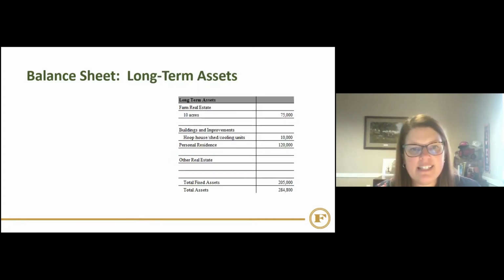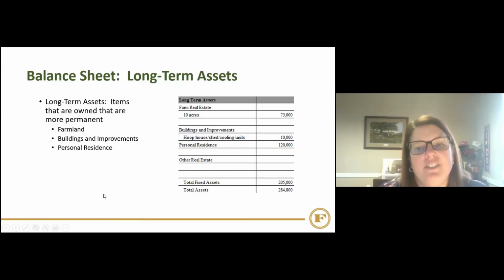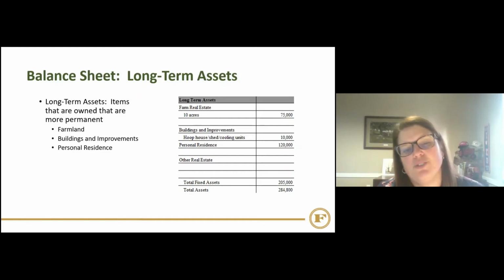The last asset section is on the bottom left, and those are your long-term assets. These would be items that are more permanent, such as farmland, buildings and improvements, and your residence. There are not usually a lot of items in this section, but these items generally have the highest value on a balance sheet. This section is called fixed assets because these items generally cannot be easily moved. You cannot move your farmland, but you can move a tractor. So that's why they're long-term. They're going to be there not just in your lifetime, but for future generations as well.